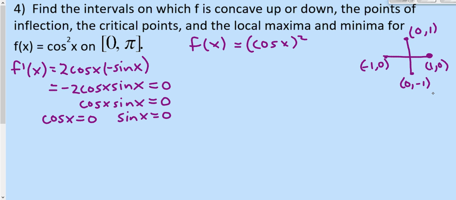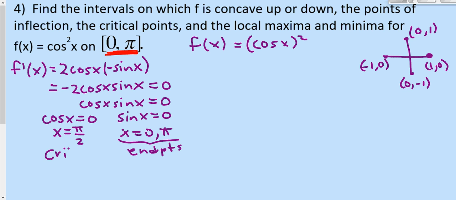So cosine of x equals 0 when x is pi over 2 and 3 pi over 2. Oh, but we're only going to pi, so we don't need 3 pi over 2. And then sine of x equals 0 when x is 0 and when x is pi. But those are the endpoints, so we're not going to count those as critical points. So the only critical point is x equals pi over 2. Okay, so we got one thing. Check that off.